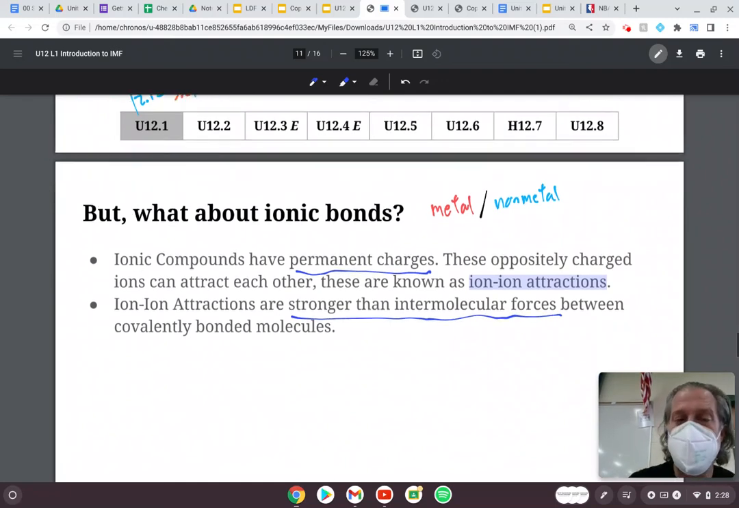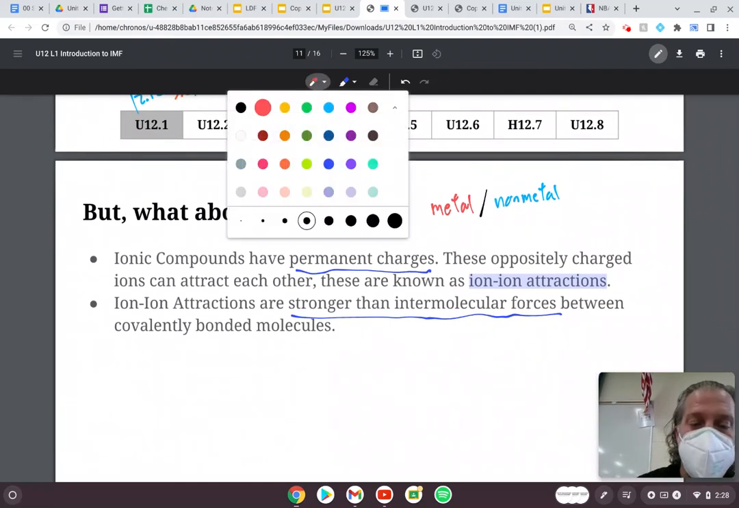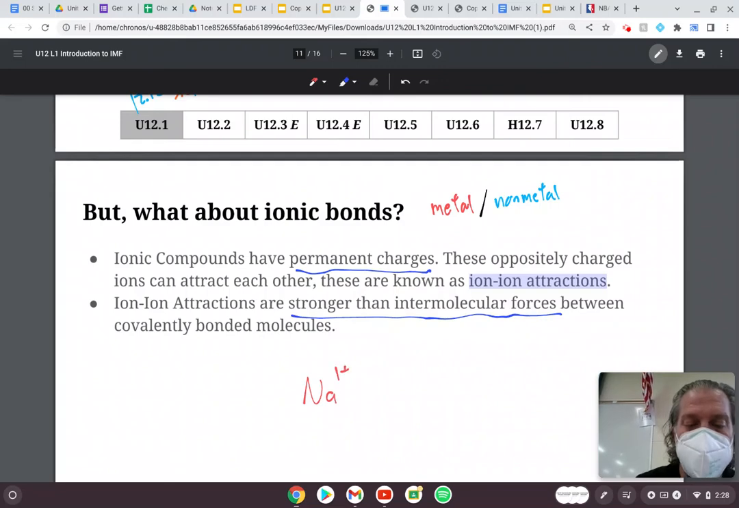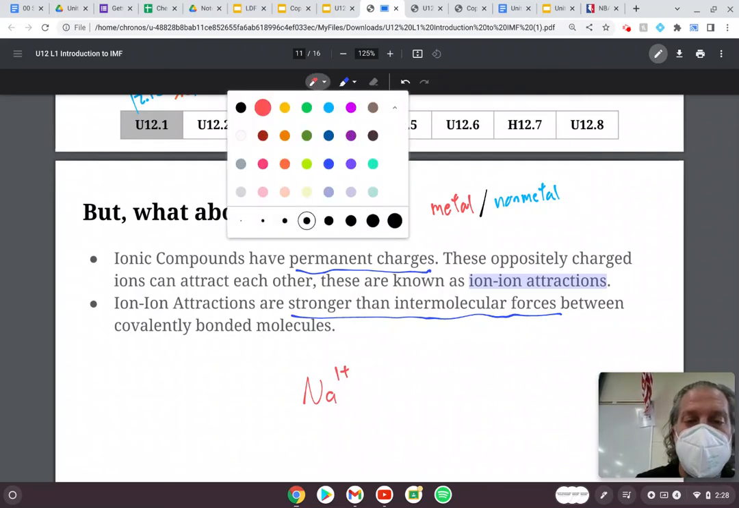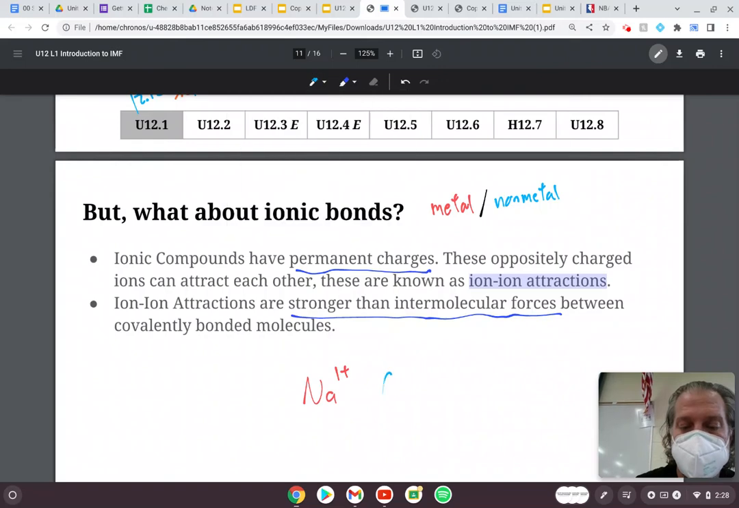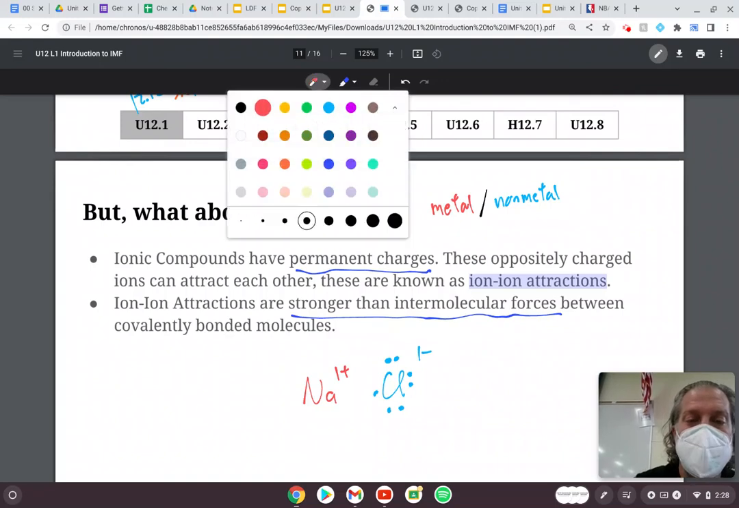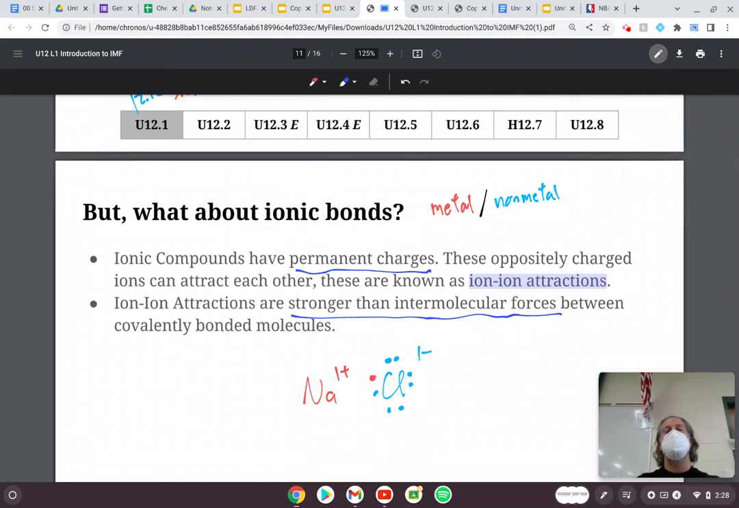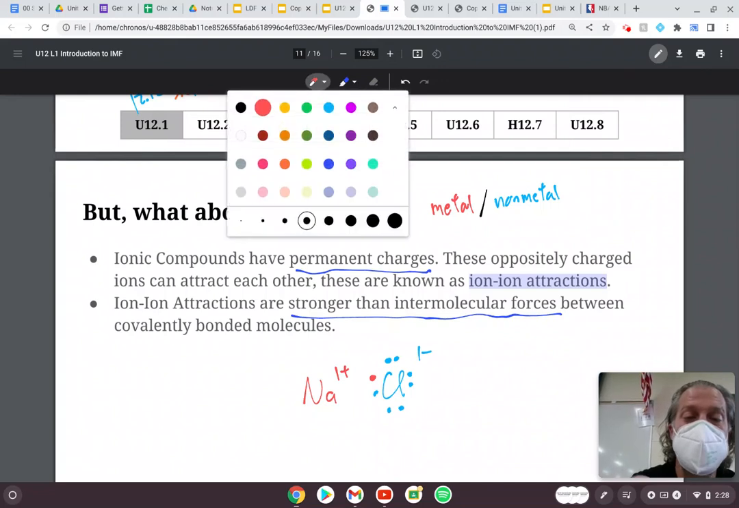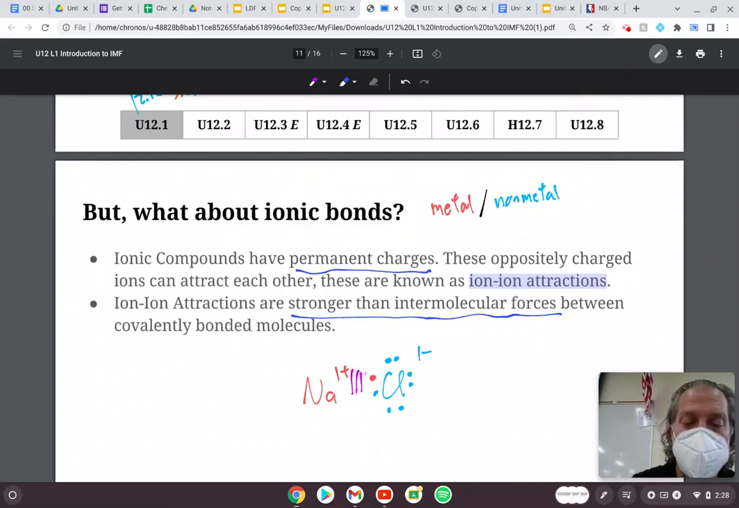Now, as an example here, I'm going to take sodium, which has a +1 charge, and chlorine, which has a -1 charge, and sodium has transferred that electron to chlorine, right? So the force of attraction here is really quite strong, but it's a strong attraction between the positively charged ion and the negatively charged ion. So that's why it's called ion-ion attractions.